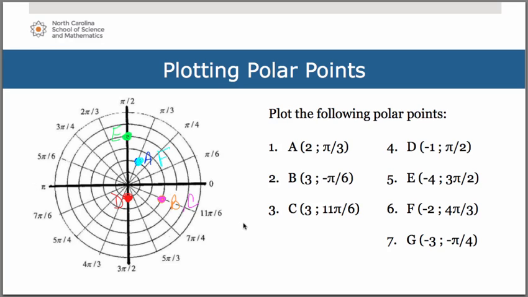Our last point, G, is (-3, -pi over 4). We do -pi over 4 first, which we know lies in the same location as 7 pi over 4. But since we have a negative r value, we're going to slide 3 away from -pi over 4. That puts us right here.